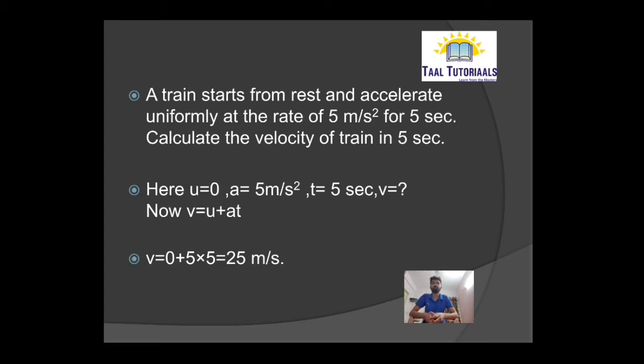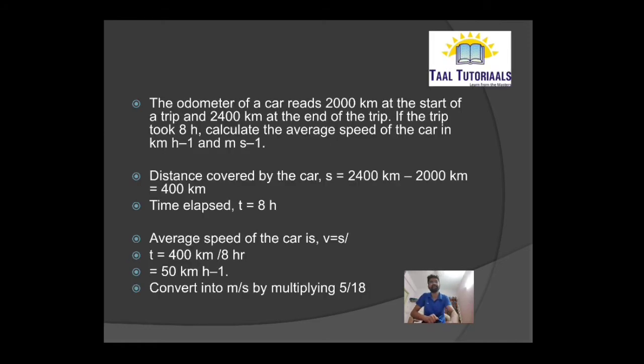According to the equation of motion, v is equal to u plus at, where u is 0, a is 5 and t is 5. 5 into 5, 25. So the final velocity v here is 25 meter per second. I think we are very good with this too, because those two are very easy questions. We'll go to the third question, that is there in the NCERT book.